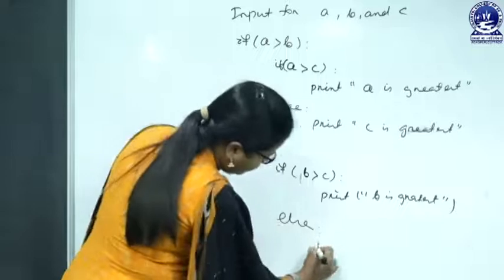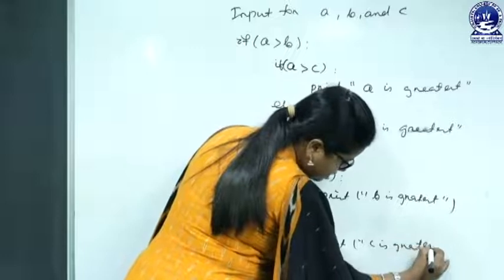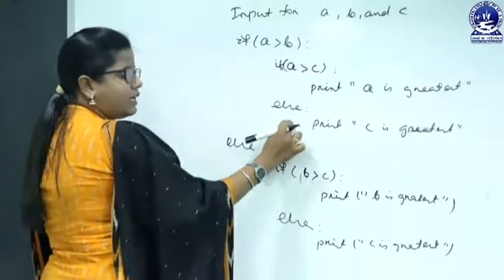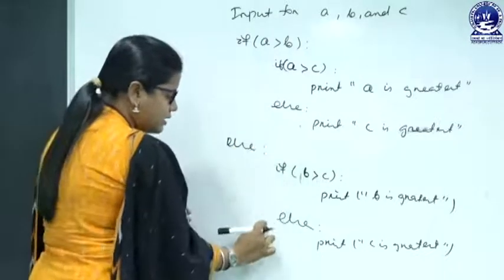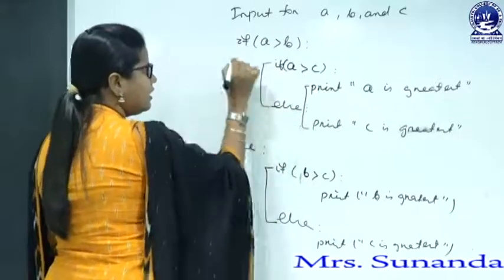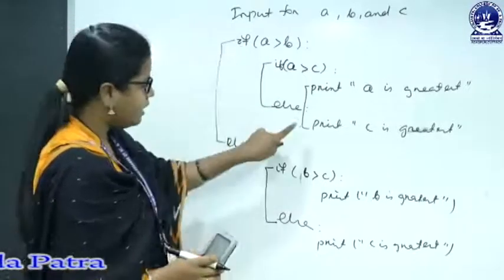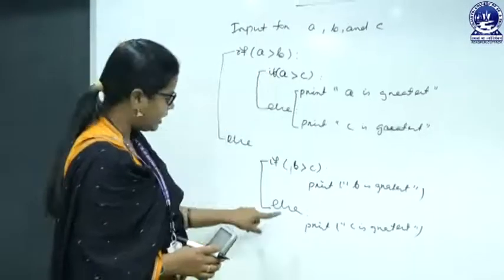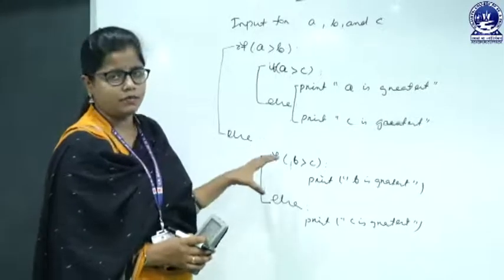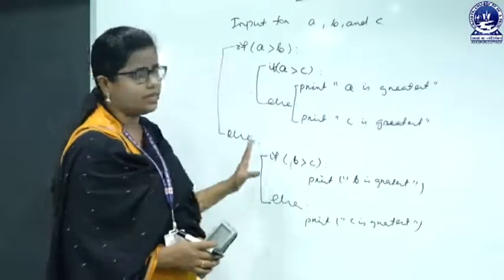So here we can write print C is greatest. So this follows the inner if indentation, and this also follows. This is the indentation, and here is the indentation, and this one. So this else belongs to the outer if, this else belongs to the inner if, and this else belongs to the inner if. So this is the nested if else. We can write this type of nested if else by following some indentation method.